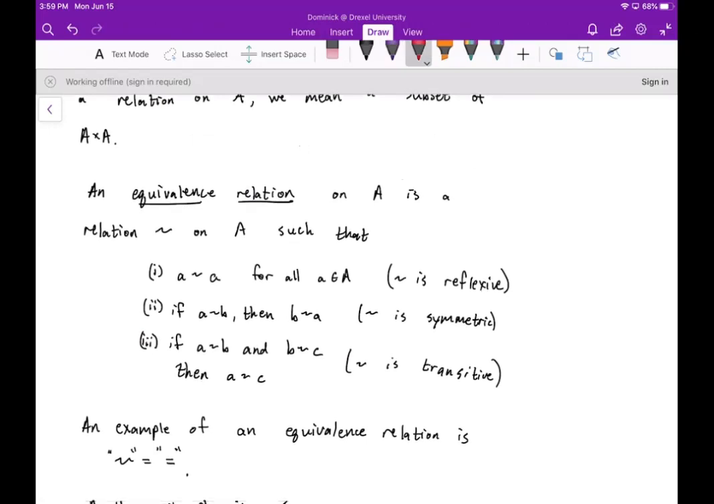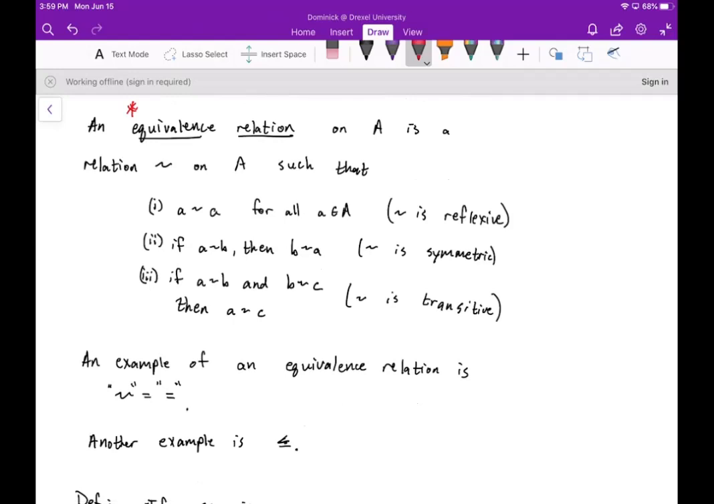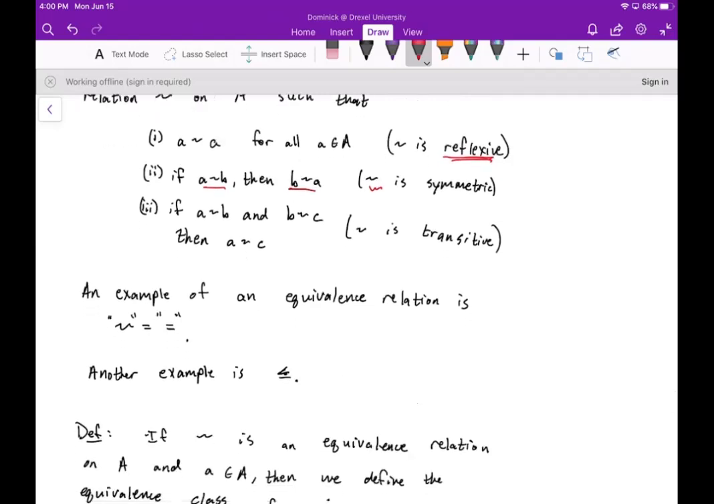Now, many times we'll look at a certain type of relation, and that's what's called an equivalence relation. That basically says that you have a relation on A such that any element of A is equivalent to A, which means that the equivalence relation is reflexive. If A is equivalent to B, then B is equivalent to A. That means that it's symmetric. And if A is equivalent to B and B is equivalent to C, then A is equivalent to C. That means that it's transitive.